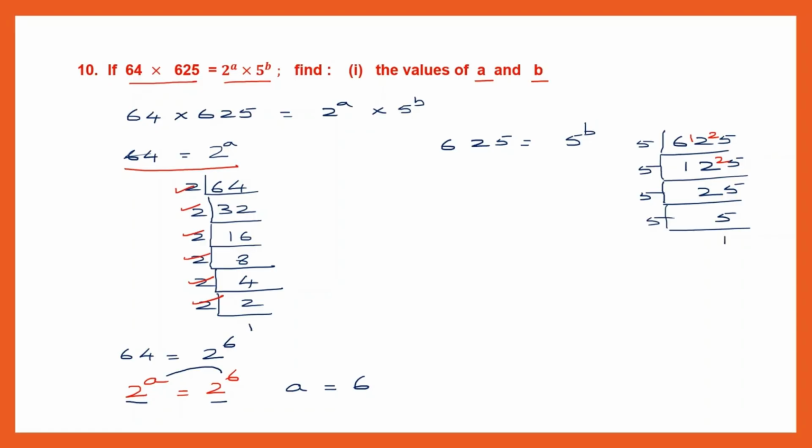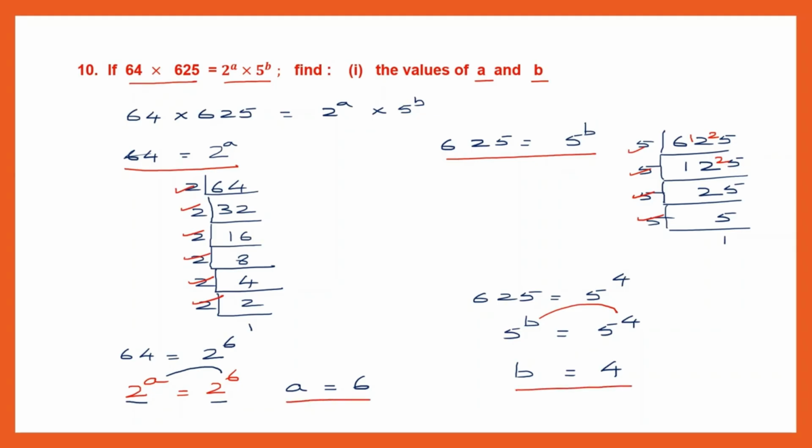So here 625 is equal to 5 raised to the power of 1, 2, 3, 4. 5 raised to the power of 4. And here we know that 625 is equal to 5 raised to the power of b. That means 5 to the power of b is equal to 5 to the power of 4. The base is the same. That means b is equal to 4. So we have found the value of b. b is equal to 4. So a is equal to 6. We found the answer, and b is equal to 4.